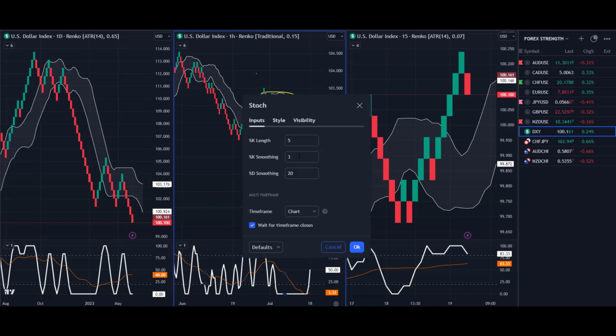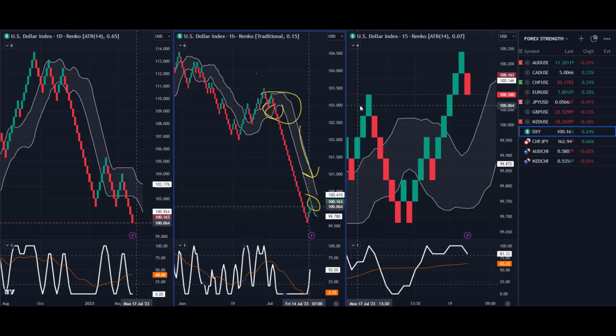Now what settings have I used here? I've used actually 5, 3 and 20. Now the 20 basically creates like a moving average for me for that change in trend direction, and I'm looking for when that crosses for potential entry points.